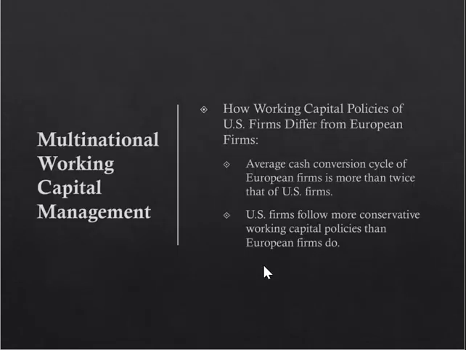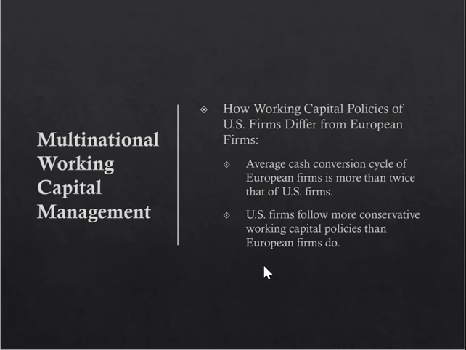A couple of items we'll touch on briefly, as we do at the end of most chapters, with international and multinational businesses. The U.S. is a little different than most European firms when it comes to working capital management. The average cash conversion cycle of European firms is more than twice that of U.S. firms. U.S. firms have gotten very good at inventory management as well as cash flow management. The European firms less so. Additionally, we have a tendency to be able to collect credit and collect it quicker.